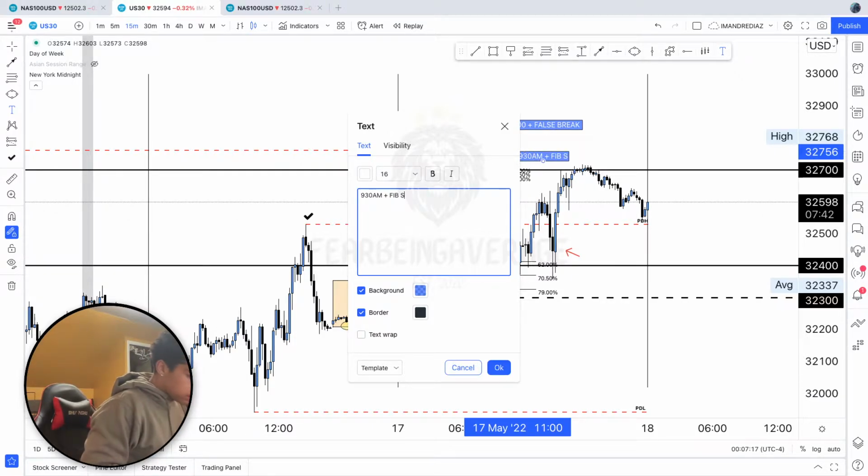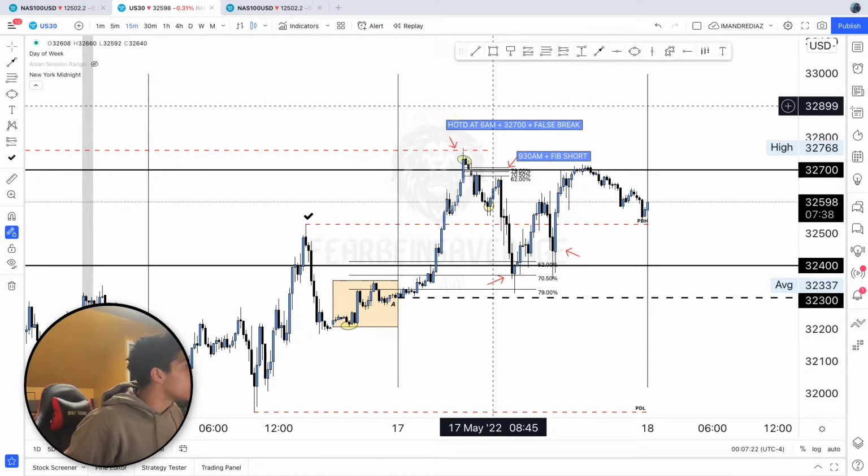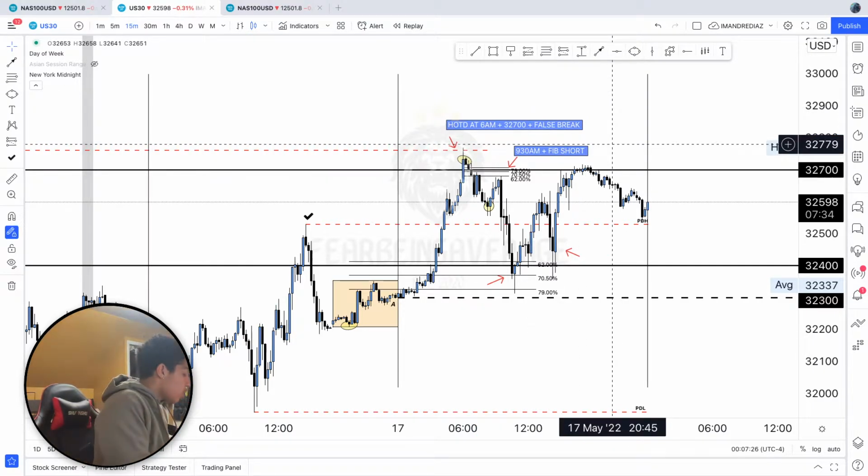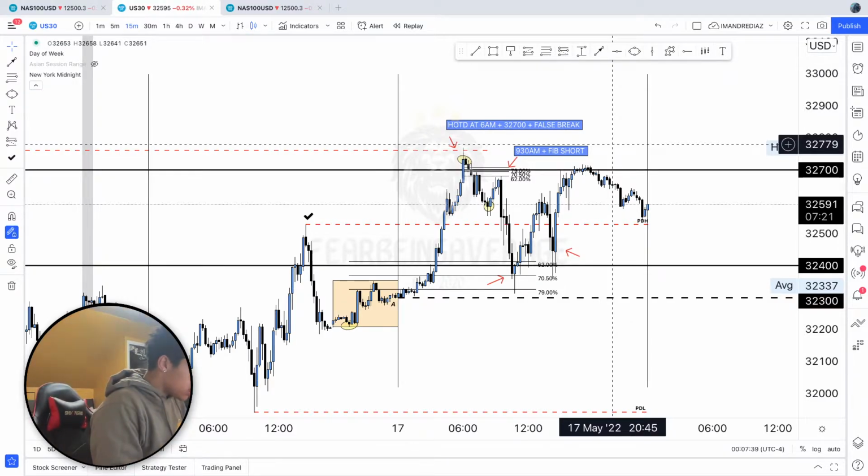We had the fib short, just like that. And this is the trade I was actually able to catch today. If you want to know exactly where I hopped in, I'll give you the entries. If you watched the live stream, you would have seen it. I entered for a sell at 32,668 and got out at 32,582 for a total of about 86 points.